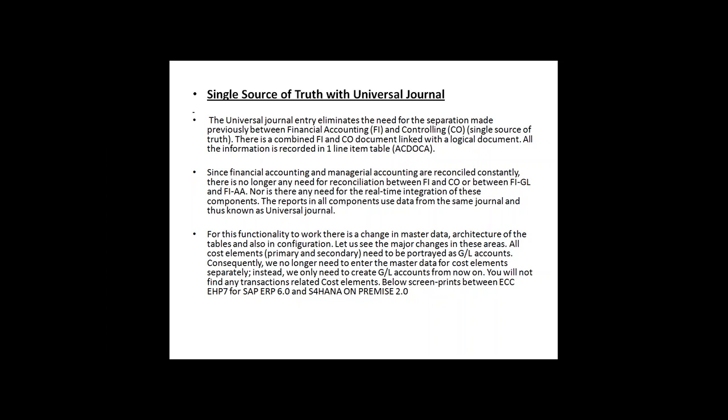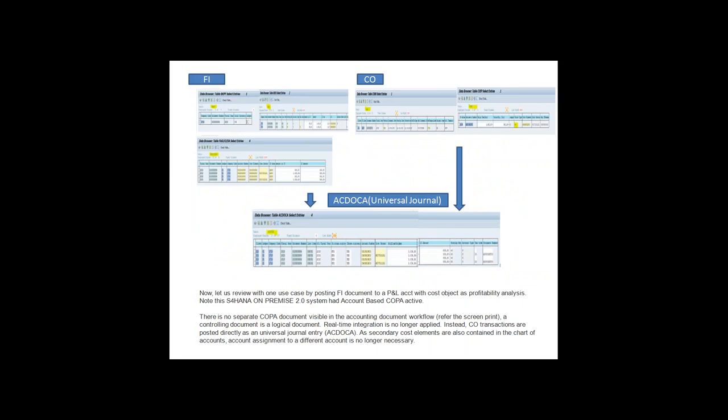Because of that reason, the reconciliation is also not required. Since financial accounting and managerial accounting are reconciled constantly, there is no longer any need for reconciliation between FI and CO, or between FI GL and FI asset accounting. So that means reconciliation is not at all required here. Like this, we have some advantages. Here you can see FI tables and CO tables. In the existing ERP, both combined together are called ACDOCA, the universal journal table.